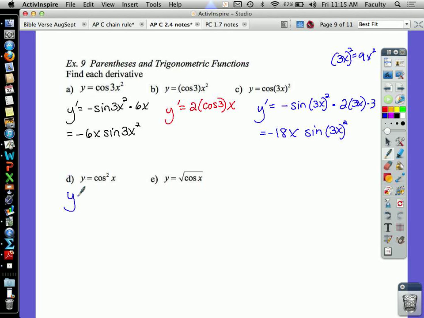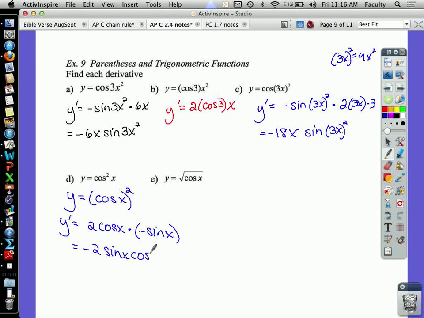All right, letter D. I need to remind you, I know that you know this, but when we write cosine squared x, that's another way to say you have cosine x, the quantity being squared. So to find its derivative, the big or the outside function is something's being squared. Well, how do I find the derivative of something being squared? Bring down the power, decrease the power by 1, and then you've got to take the derivative of the inside, which is negative sine x.